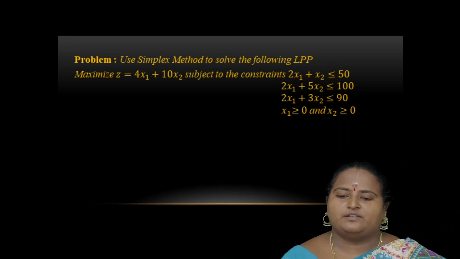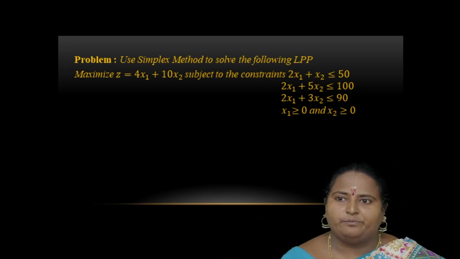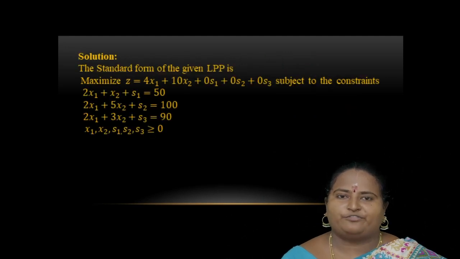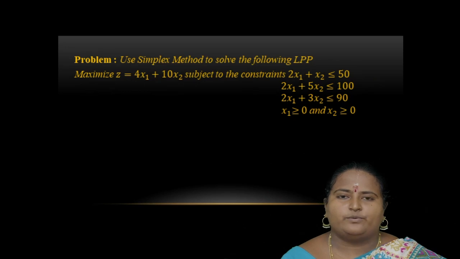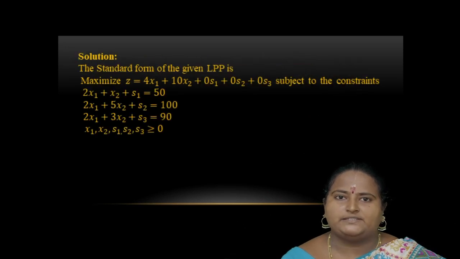The first rule is to convert the given LPP into its standard form for solving the linear programming problem using Simplex method. Here the three given constraints are in less than or equal to type. So we can add three slack variables in order to convert those three constraints into equations. So here we are adding three slack variables S1, S2 and S3 to convert the three constraints into equations.